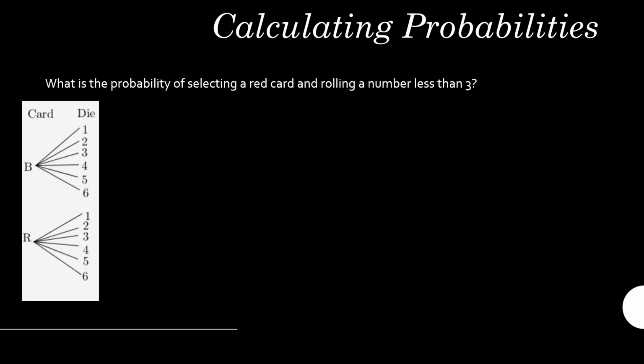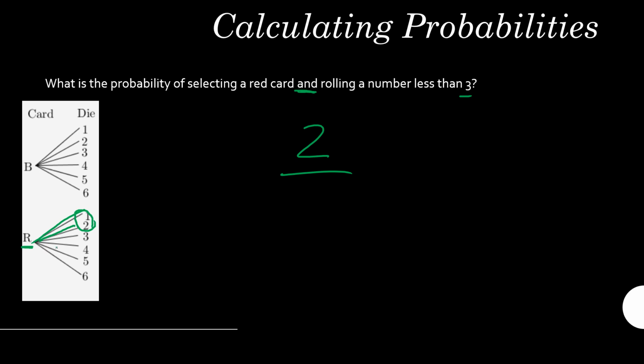Alright, what is the probability of selecting a red card and then rolling a number that is less than 3? So since it has the word and, that means we need to have both of these conditions matching. Okay, so I can't select a black card and then roll a 1. That doesn't count because I need to select a red card. So here is my red cards, and if I'm rolling a number less than 3, that is only 1 or 2, which means I only have 2 possible options of that happening.